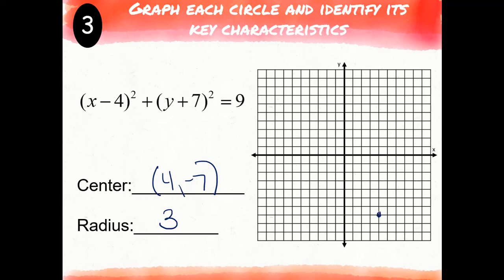You found this to be your center. Counted out 3 in all directions. And then you graphed. Oh, look at that almost perfect circle. Whew. Pretty good there. Okay.